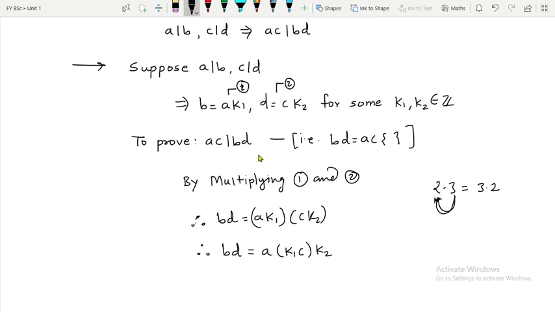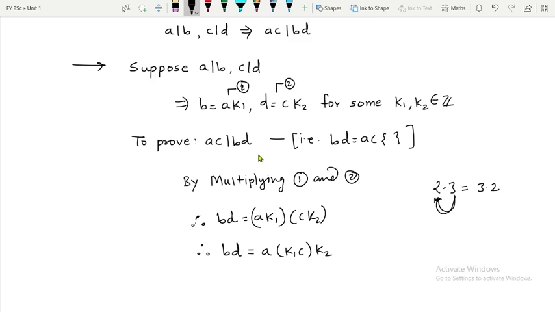Now again we are going to use the associative property, and this is equal to AC K1 K2, and I think that is what we wanted to prove. You can call this K1 K2 as some K3, so this is equal to AC K3, where K3 is equal to K1 K2 belonging to Z, and therefore AC is dividing BD, and that is what we wanted to prove.